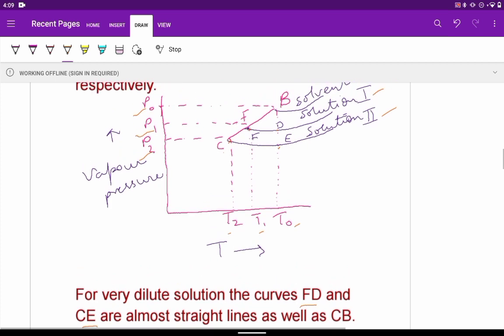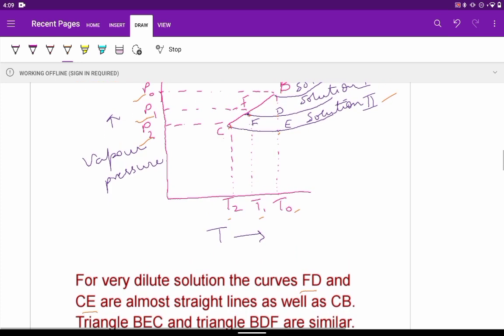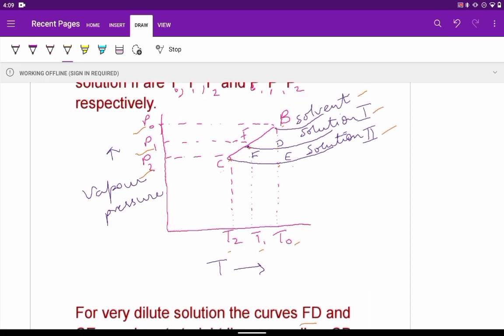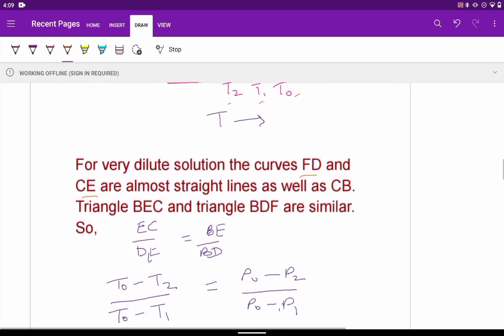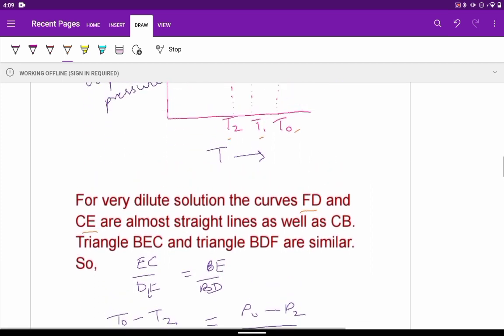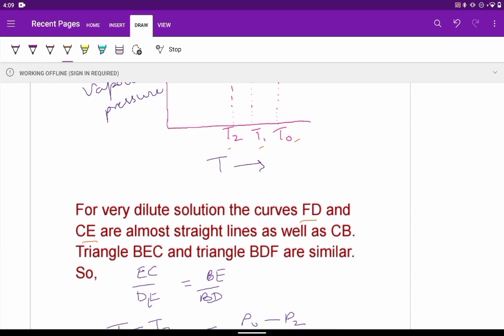So we get two triangles, BEC and triangle BDF. These two triangles are similar. Now using the properties of similar triangles, we can say that EC by DF will be equal to BE by BD.